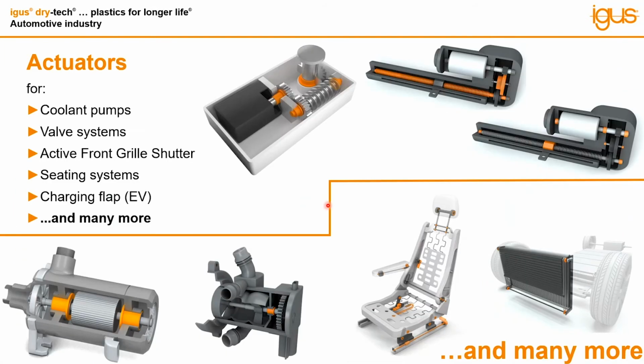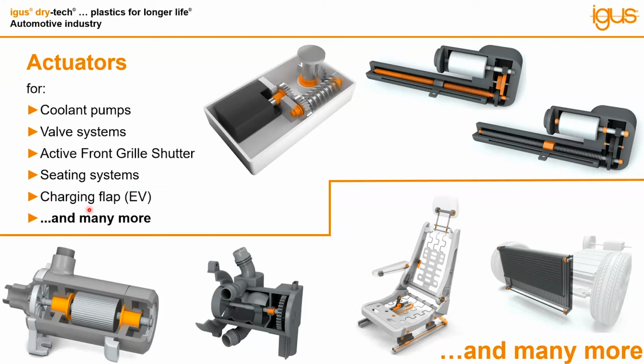The big and last application we want to show here is the actuators. This is a summary of all the other applications, because usually you can find these actuators in every application which is moving inside of the car. You can find them to move the coolant pump, the valve systems, the active front grille, the seating systems which move automatically, and more and more nearly each application, like the side mirrors, even applications which are not related to thermal management, having actuators inside.